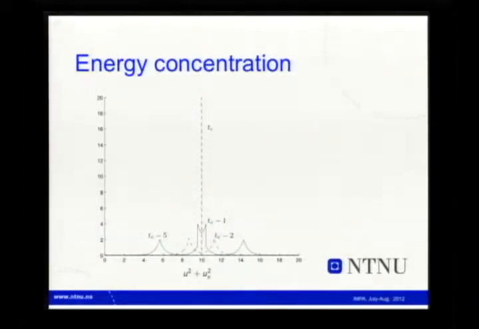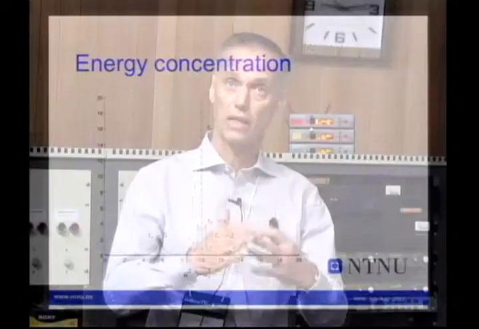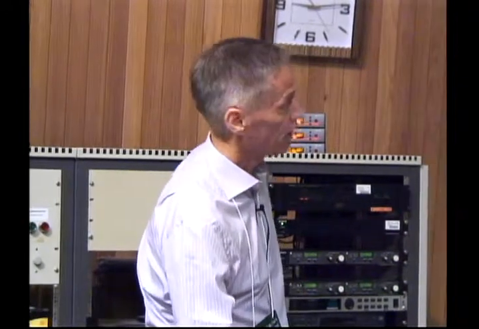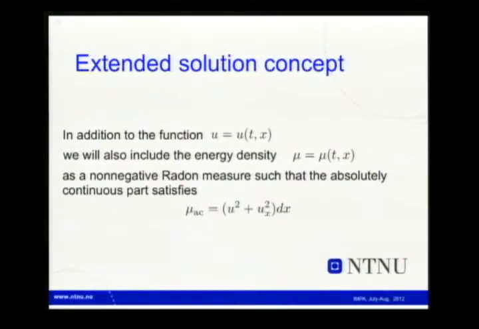And this is the energy like that. So it's quite convincing that the energy concentrated focuses at the origin in terms of a delta function. Point-wise, everything goes away. But if you look at this quantity, it looks very much delta-like. So a natural idea is then to extend the solution concept. So in addition to the Eulerian variable, u, we also add the energy.